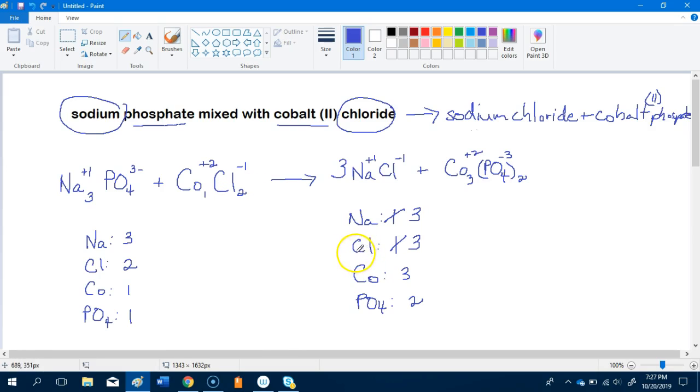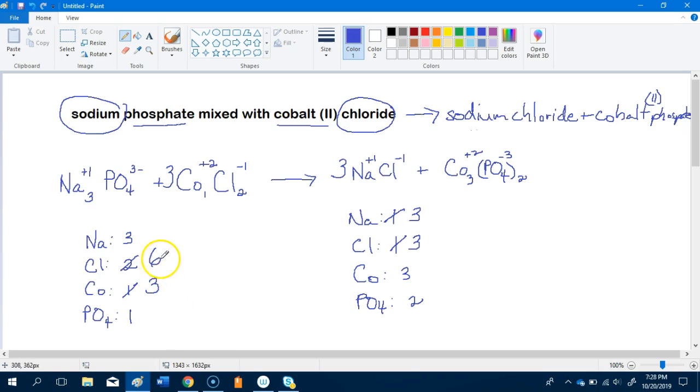Next, I'm going to balance my chlorines, but I have a 2 here, and that's going to be hard to try and balance to make it a 3. So I kind of skipped to cobalt for a second to see if I could figure out from that what the coefficient can be. I have 3 cobalts on my product side and only 1 on this side. So this is what I did. I skipped chlorine and I just put a 3 here. That changed my cobalt count to 3 and my chlorine count to 6.